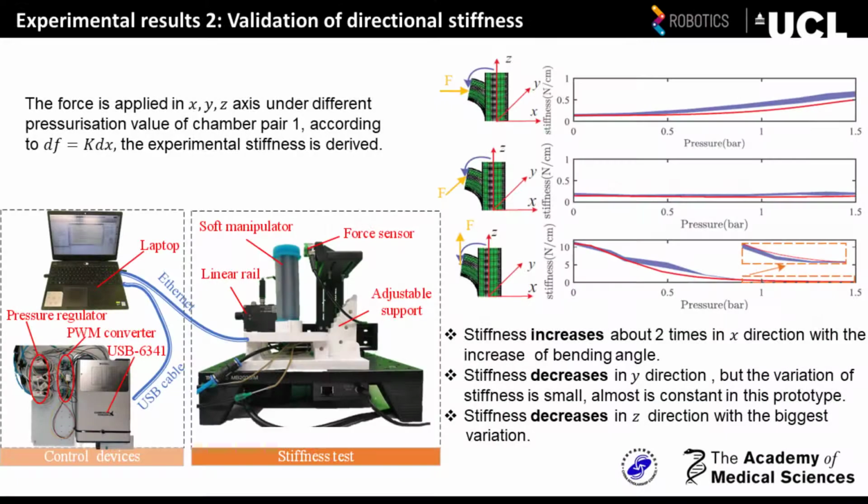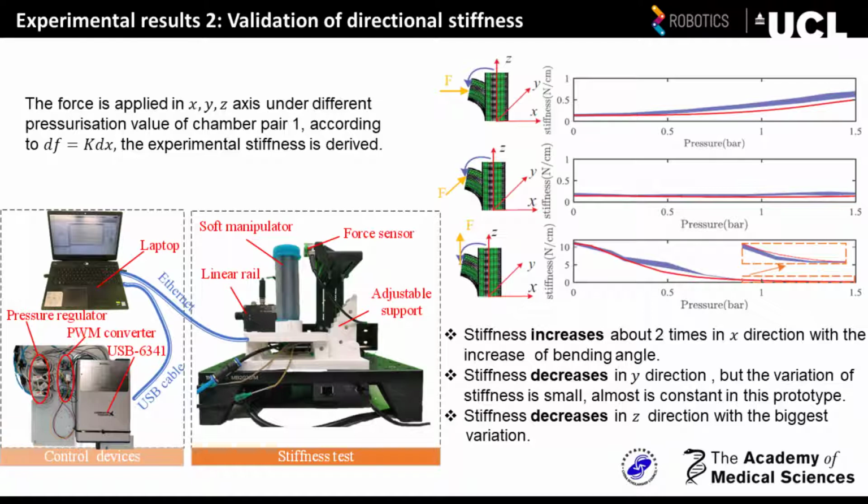In stiffness validation experiments, a 6 degrees of freedom force torque sensor was attached to a motorized linear rail to measure the directional stiffness. The control part is the same as the forward kinematics part. The displacement and force could be recorded, so the experimental stiffness is obtained. Based on the stiffness matrix and the deflection model, the simulated directional stiffness could be calculated as well.